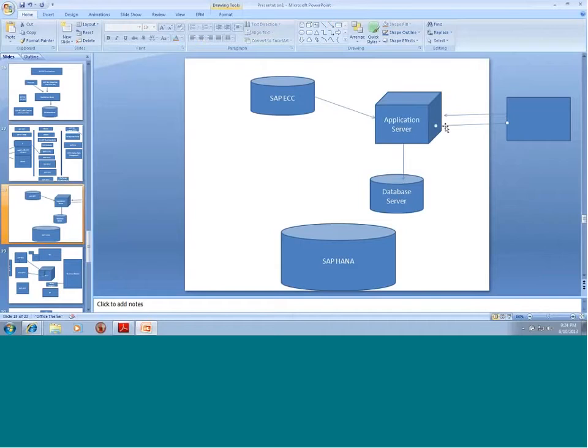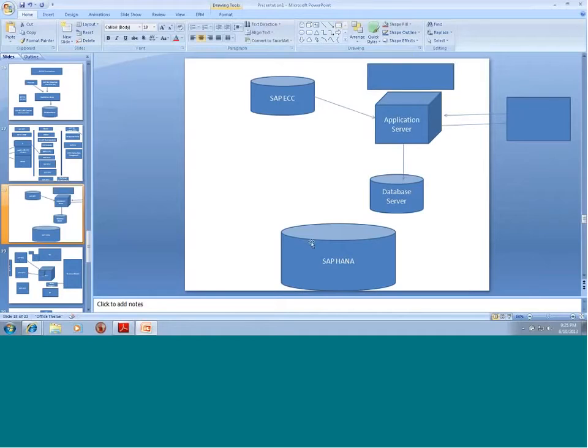So there is a two-way process. It goes to the application server, goes down to the database server, comes up, and then goes back to the reporting. The time taken for the query to reach the database and get back the information involves some IO processing, input output processing. So this takes X amount of time.